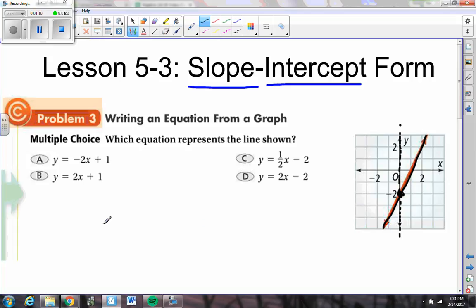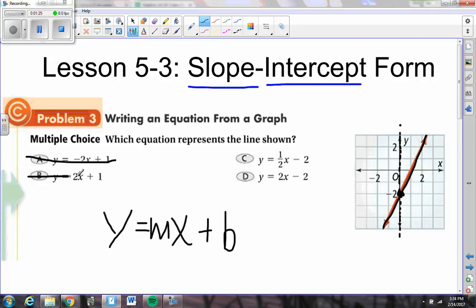So we know my equation is in the form y equals mx, m times x, plus my b value. My b value at the end needs to be a -2. So we can already eliminate choice A and choice B because those both end with a +1, and that's not my b value. My y-intercept is not a +1, it's a -2, so it must either be C or it must be D.